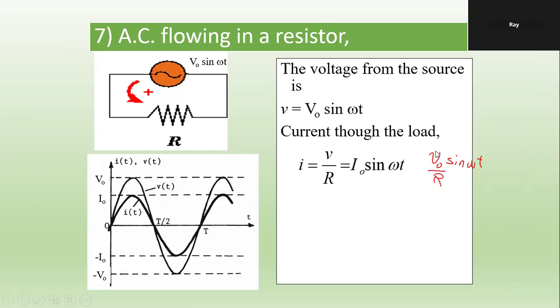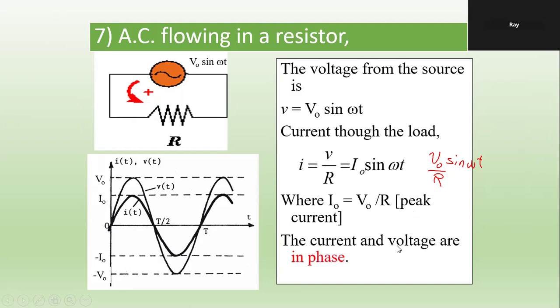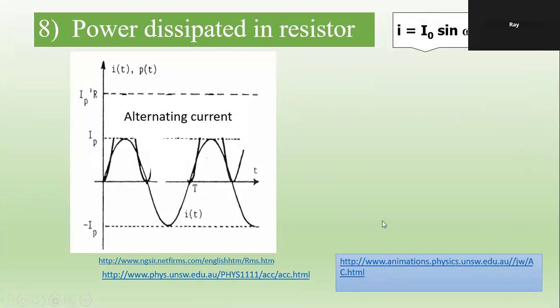This is I0. Current and voltage are in phase. Exactly the same formula. Only the magnitude is different, that's all. There's your sine curve for this equation.